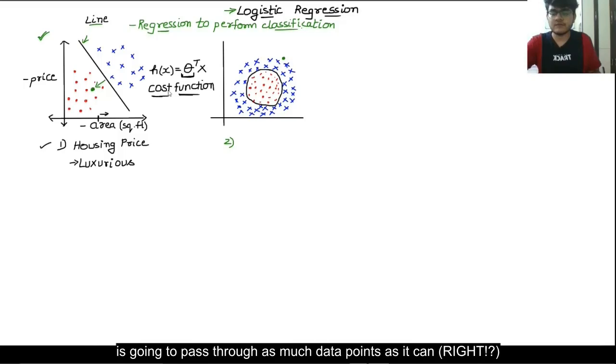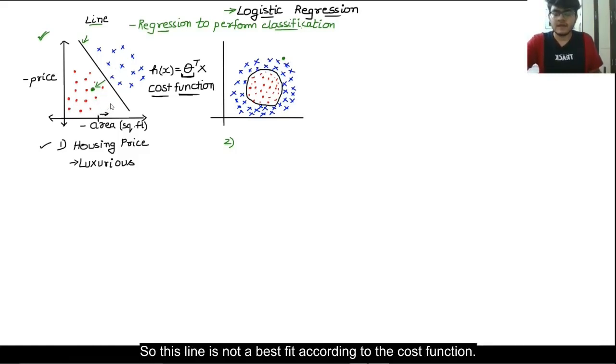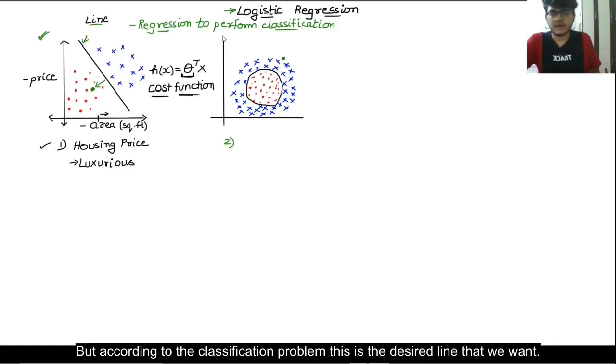produce is going to pass through as many data points as it can, right? And it is doing that because of the underlying concept of the cost function, which is minimum squared error or minimum squared distance. But you can see that this desired line is not passing through any of the data points. So this line is not a best fit according to the cost function, but according to the classification problem, this is the desired line that we want.